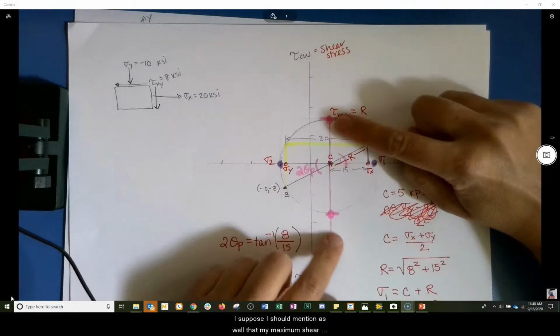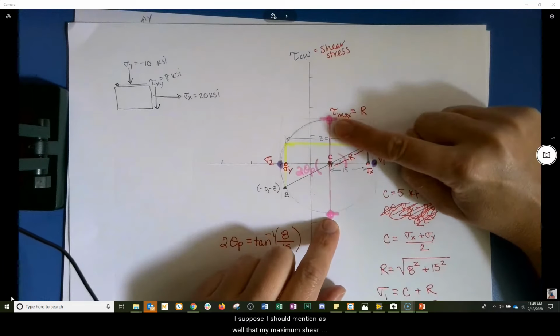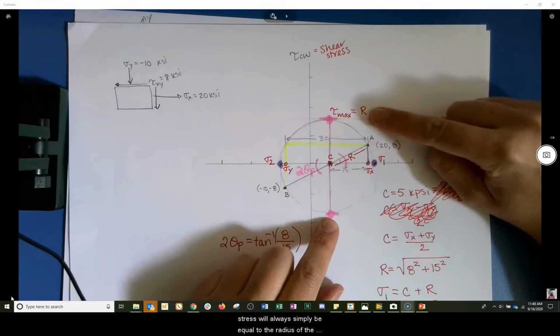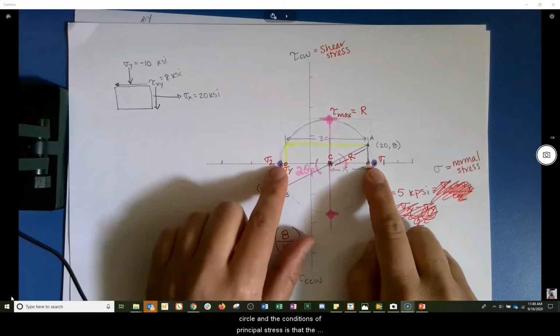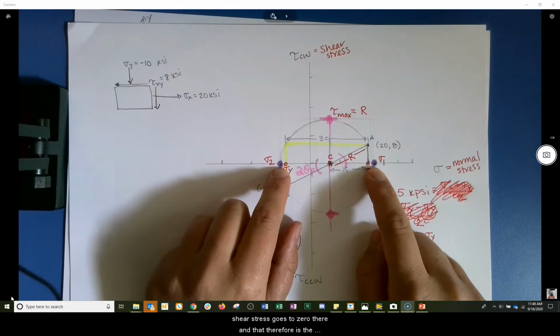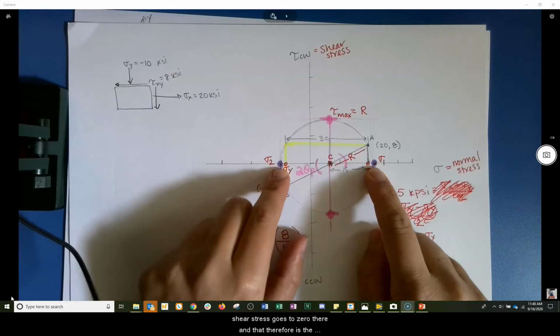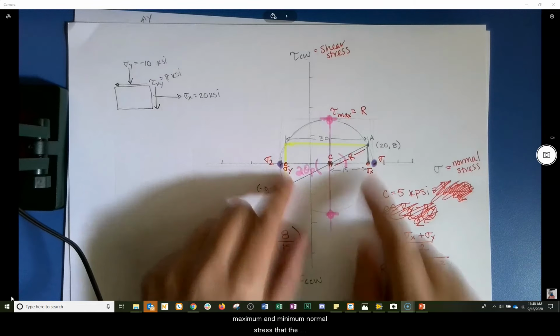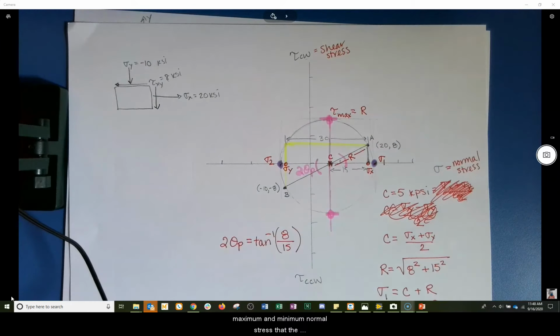I suppose I should mention as well that my maximum shear stress will always simply be equal to the radius of this circle, and the condition of principal stress is that the shear stress goes to 0 there, and that therefore is the maximum and minimum normal stress that the element will experience.